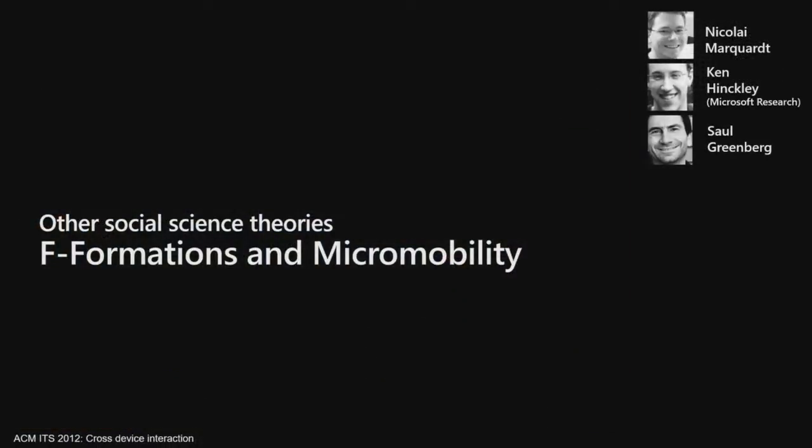Now, proxemics is just one social theory involving people's spatial relationships, but there are other related social theories that we can use to tune that interaction even further. So I'm going to introduce you to two other theories very briefly called F-formations and micromobility. So take a look at this photo, and quickly, what do you see?